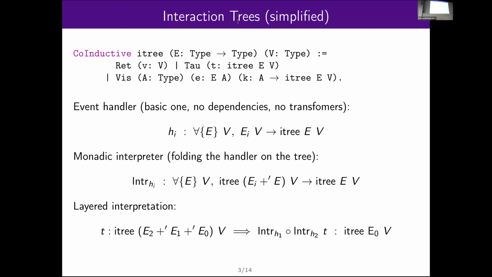The event handler is generally the basis for the definition of an interpreter as a folding of the event handler on the interaction tree. And in general, the definition of the interpreter is generic in the sense that it works with any handler. There are a few simplifications I've made here, but we'll mention them later. Now, this leads to the possibility of introducing a layered interpretation by dealing with each subfamily of events separately and then composing together the interpreters.